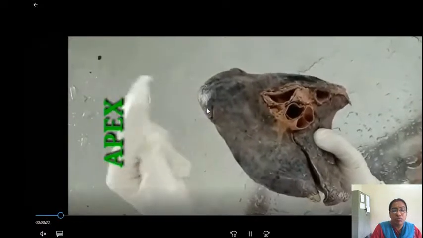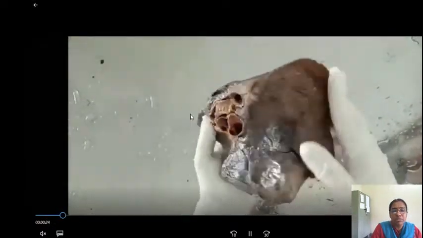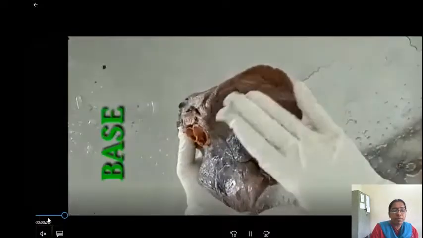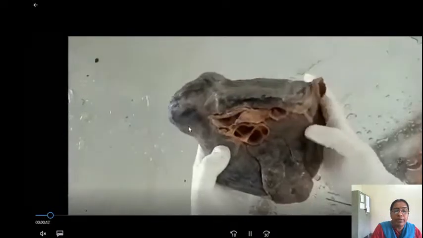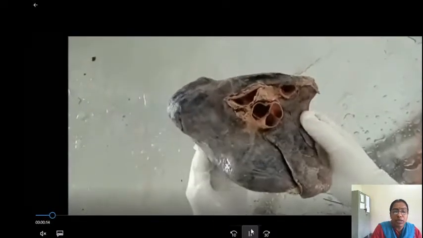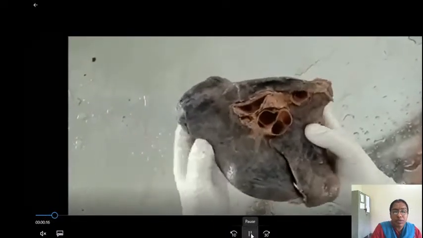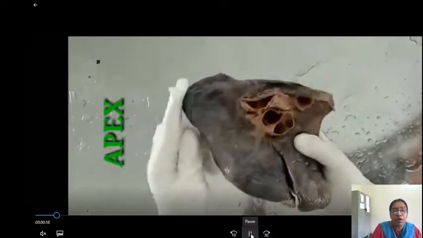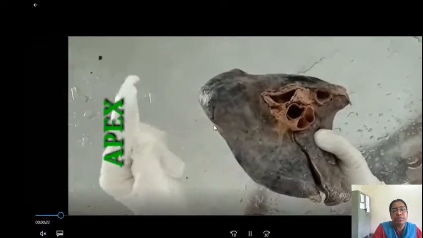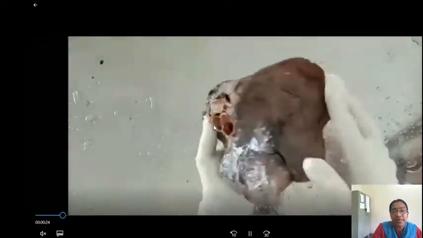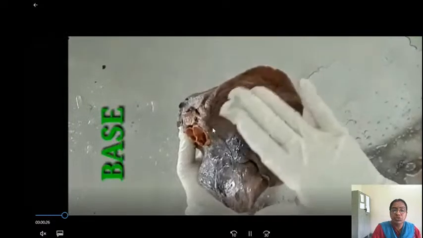It is about 4 centimeters above the first costal cartilage, covered by the pleura, which is called the suprapleural membrane. Both the lungs are covered by the pleura, so the apex is covered by the suprapleural membrane. It extends above the first rib.